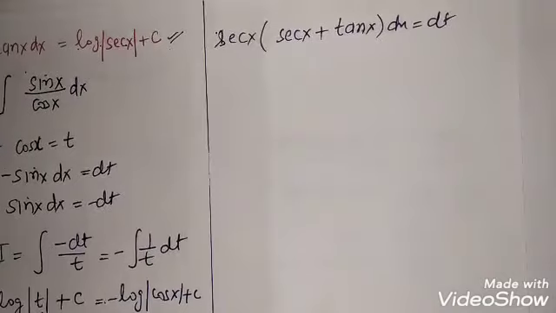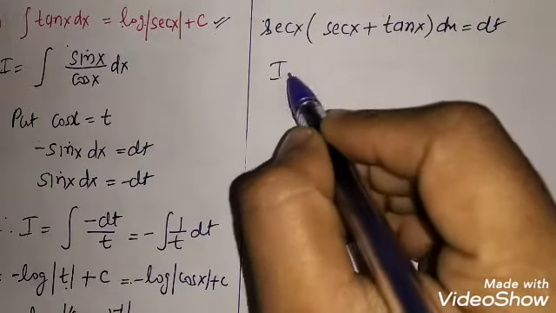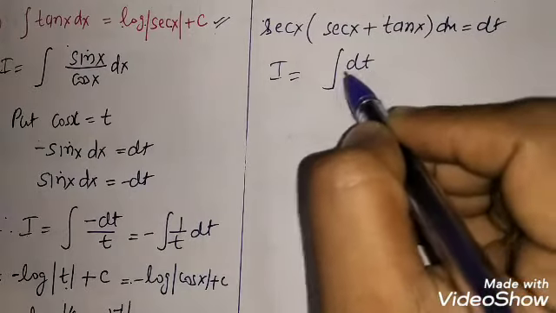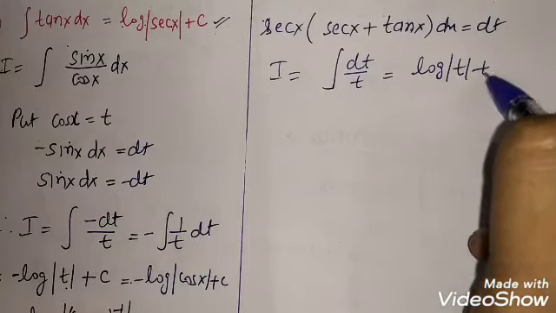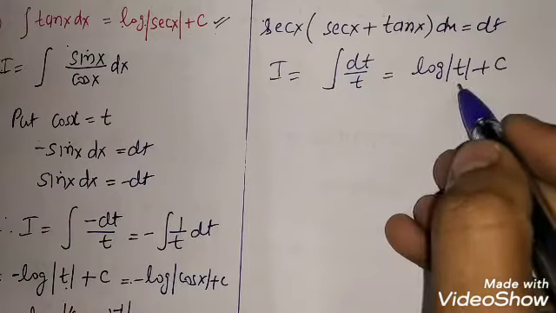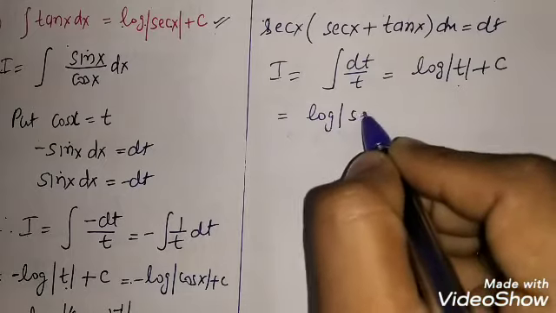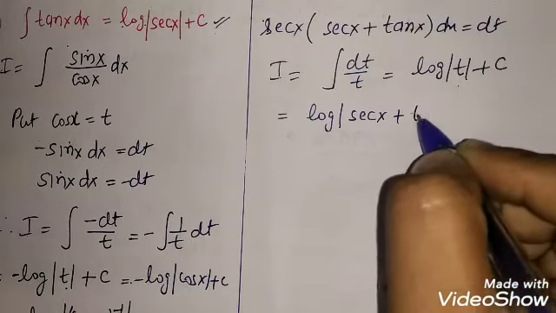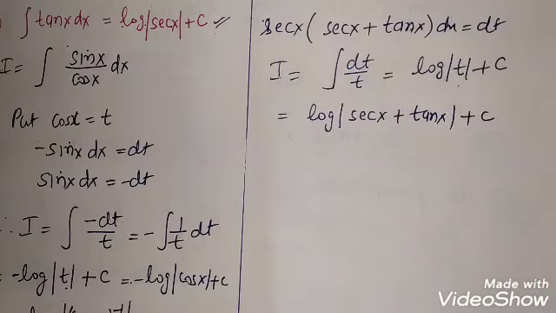So I am writing again. The integral is equal to integration of dt upon t. Simply you can say log of mod t plus c. And the value of t that we consider gives log of mod secant x plus tan x plus c.